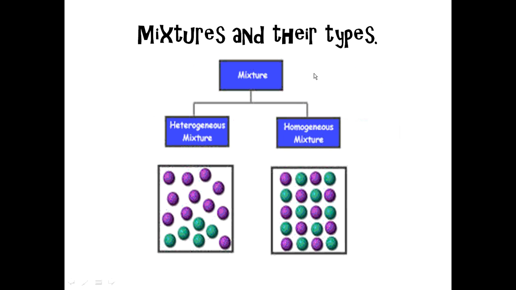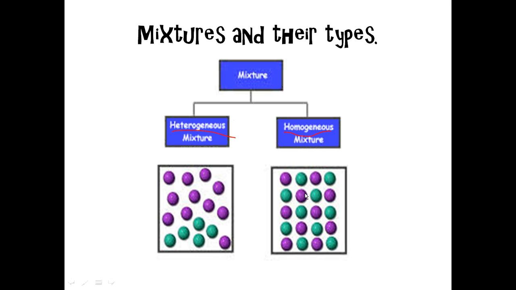Mixtures are another important way in which matter comes together. A mixture is a combination of compounds. Mixtures are not chemical substances, they are made from physical processes. While compounds are made from chemical processes, mixtures are made from physical processes. So it is very simple. And mixtures are of two types: heterogeneous mixtures and homogeneous mixtures.